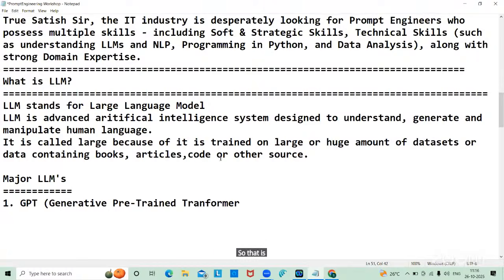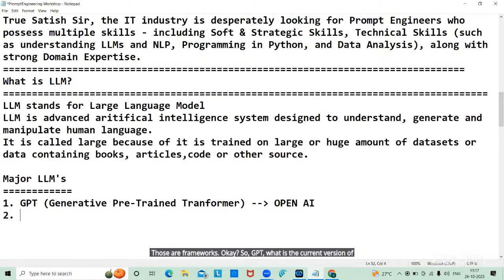So that is what you mean by it. And this is given by whom? OpenAI. See, LangChain and all these are frameworks. Those are frameworks, Ramya. So what is the current version of GPT?